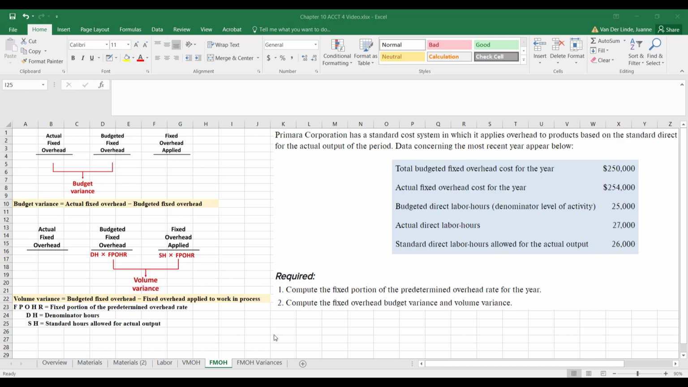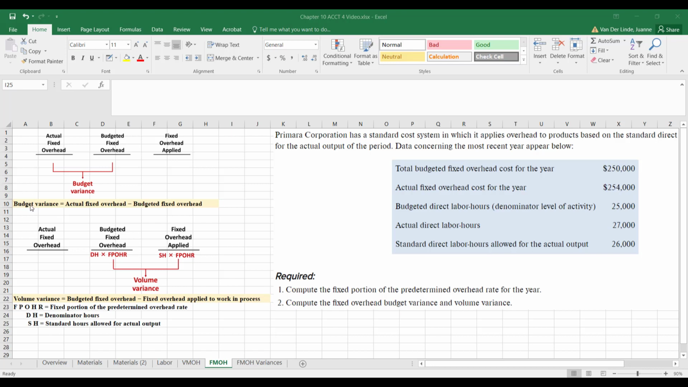Remember for materials, direct labor, and variable overhead, all of those are variable costs. Fixed overhead, however, is a fixed cost. So we can't apply those same calculations, so it has its own formulas.